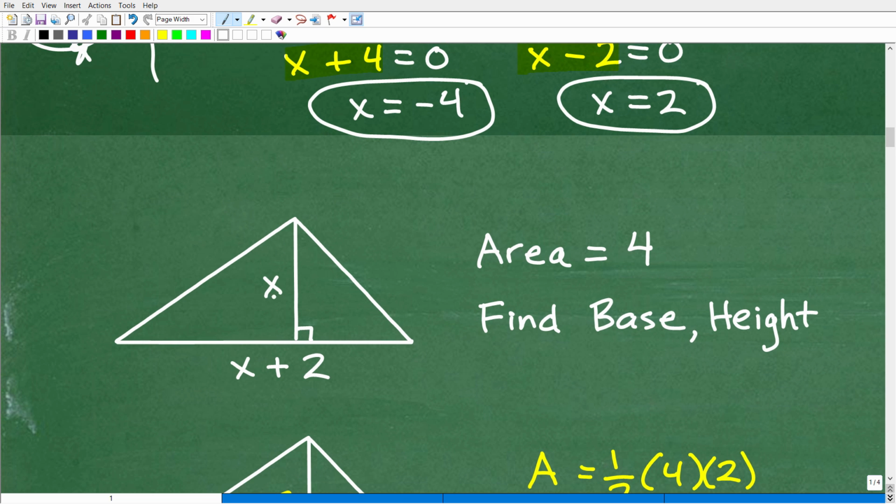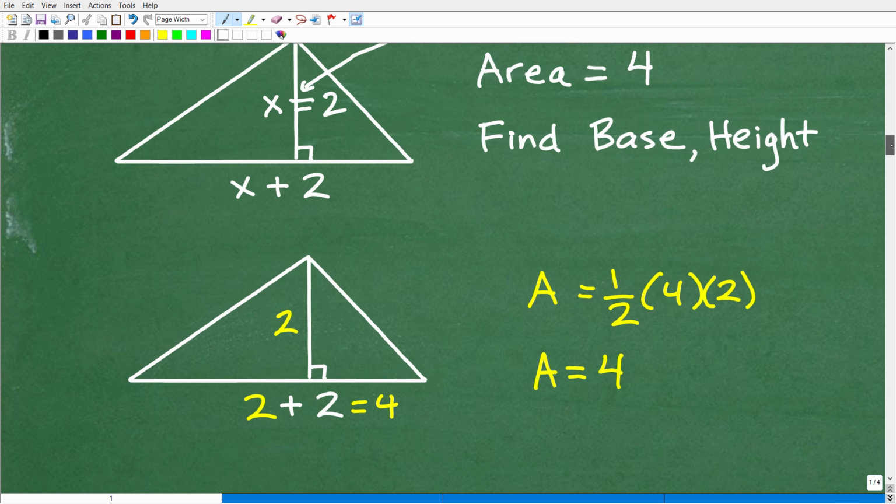Okay, remember my x represents the height, and of course the base is x plus 2. Now, we're dealing with a triangle. I mean, can the height of a triangle be negative 4? Well, no, that doesn't really make sense in terms of actual distance, right? So we would want to select x is equal to 2, okay? So x is equal to 2. So the height of this triangle is going to be 2, okay?